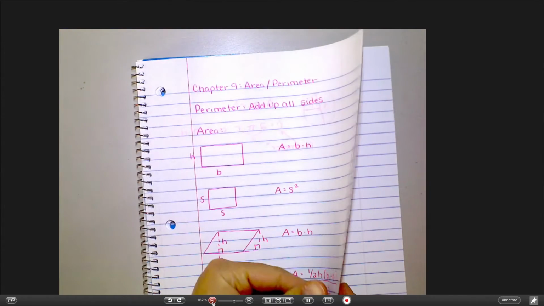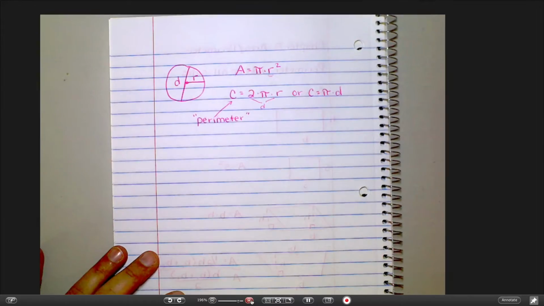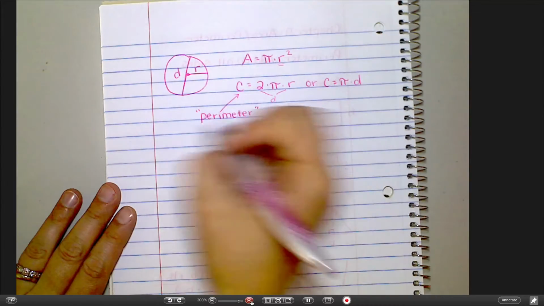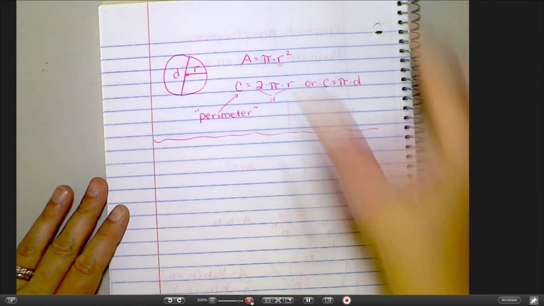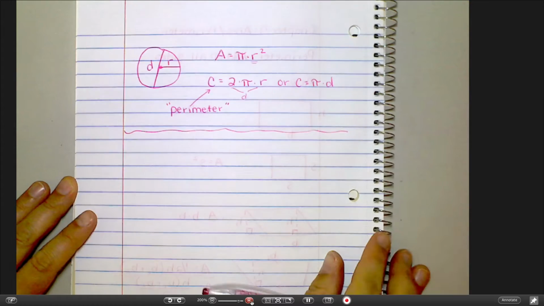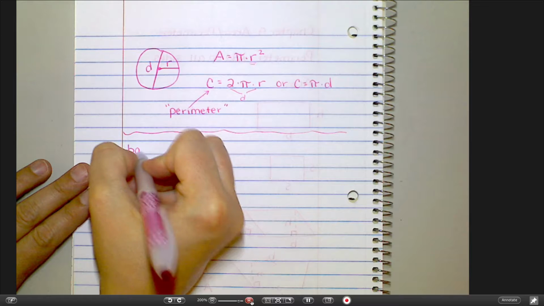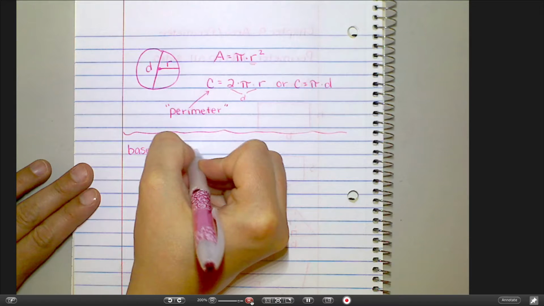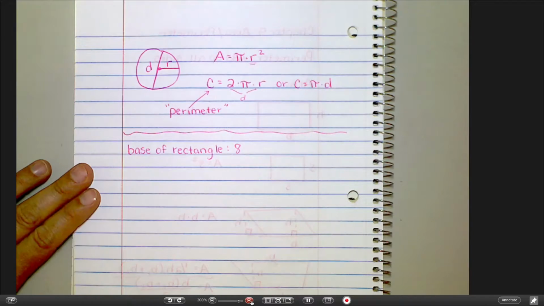Okay, there's still one thing I want to do under area and perimeter. I want to do an example of something that I know you're going to see on the review, which means I also know you're going to see it on the test. It's a backwards area problem. Let's say I tell you that the base of a rectangle is, somebody give me a number. 8. Okay, base of a rectangle equals 8.